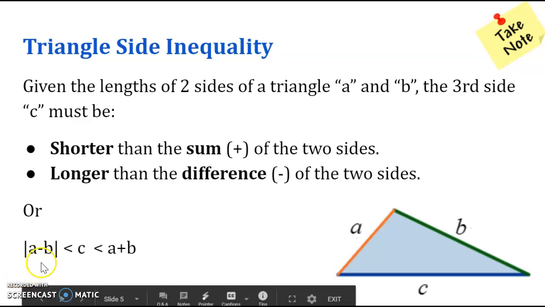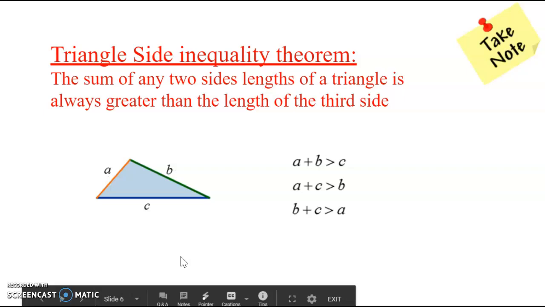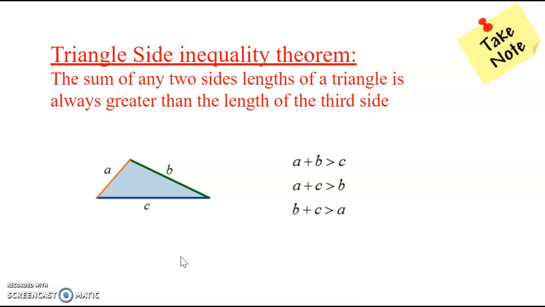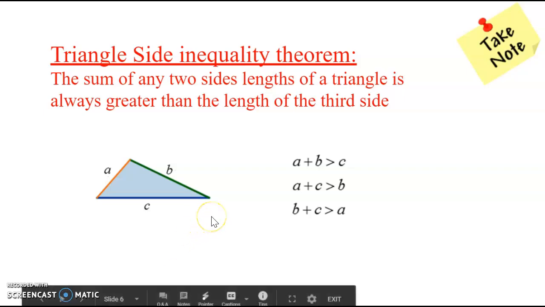So 10 minus 7 was 3, and there's an absolute value there because whether you do 7 minus 10 or 10 minus 7, it does not matter, because the absolute value will take care of that and give you the positive number. Okay, and this is the triangle side inequality theorem. I do want you to write this down, but rather than relying on this, I actually prefer to do this visually.